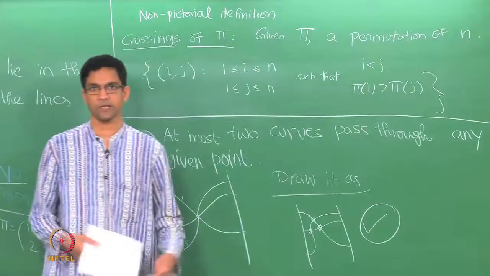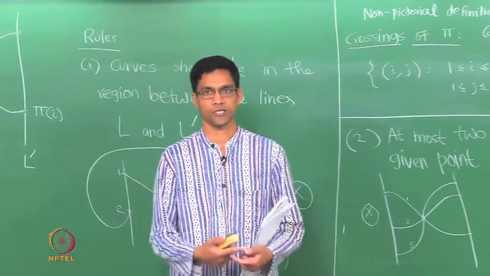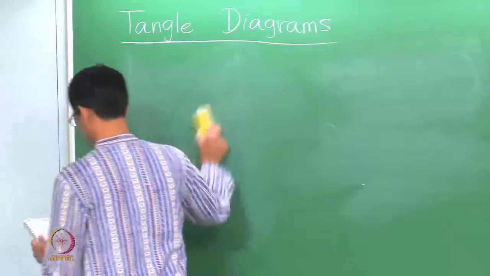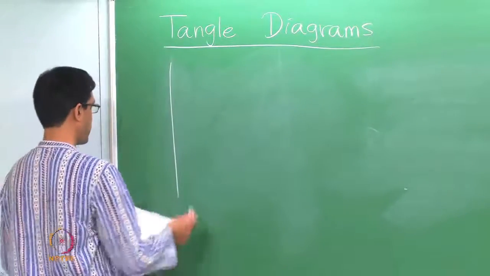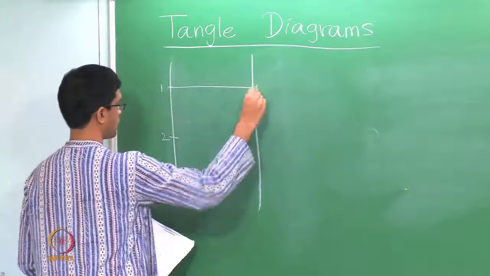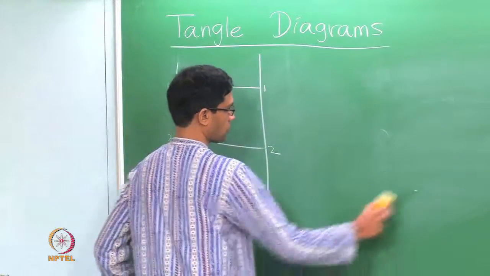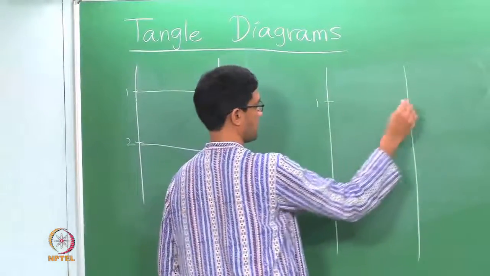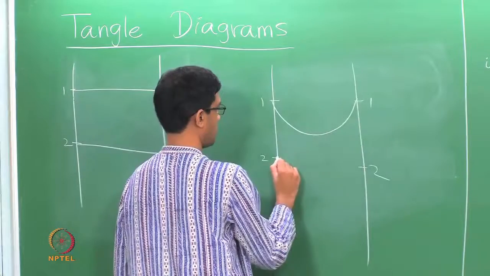So number 1, you should stay within the regions defined by the 2 lines. Number 2, you should avoid having more than 2 curves crossing at the same point, but that still allows for a wide range of ways of drawing tangles. For example, suppose we just had a simple permutation, say 1 goes to 1, 2 goes to 2. Just allowing for rules 1 and 2, you could very well draw this as follows. You might say, well, I need my curves to stay within the lines, so let me send 1 to 1 and let me send 2 to 2.